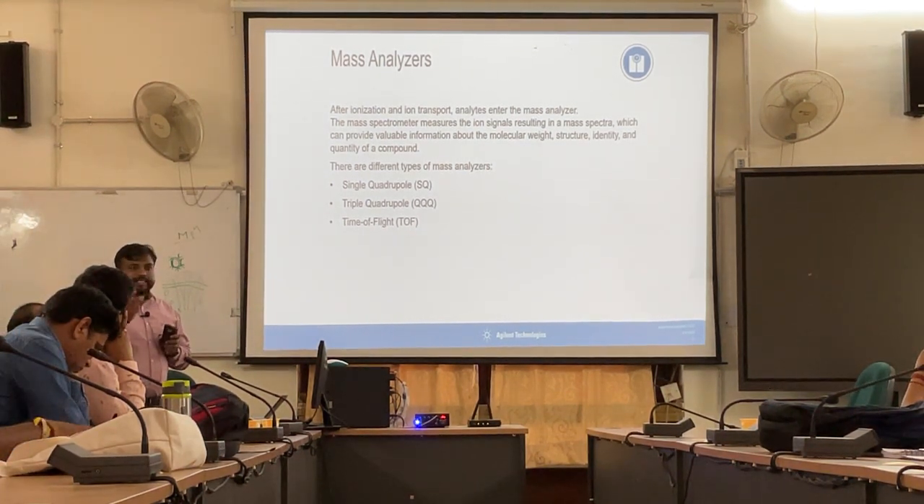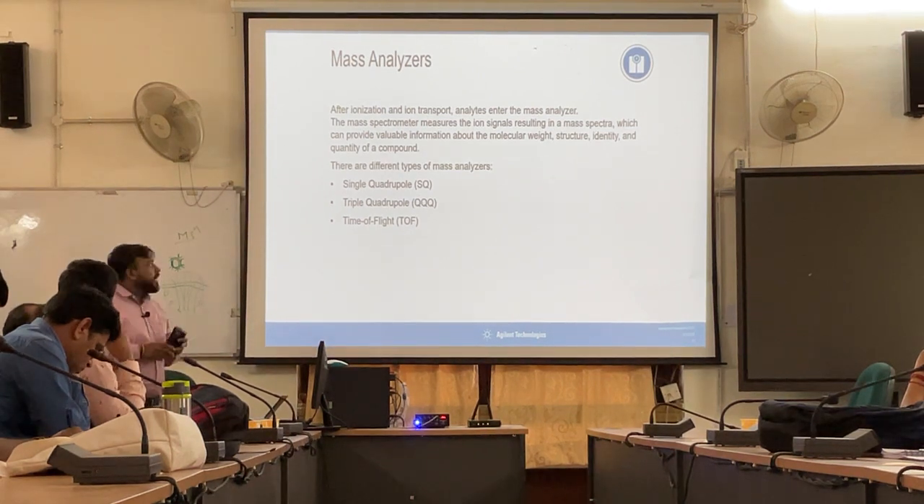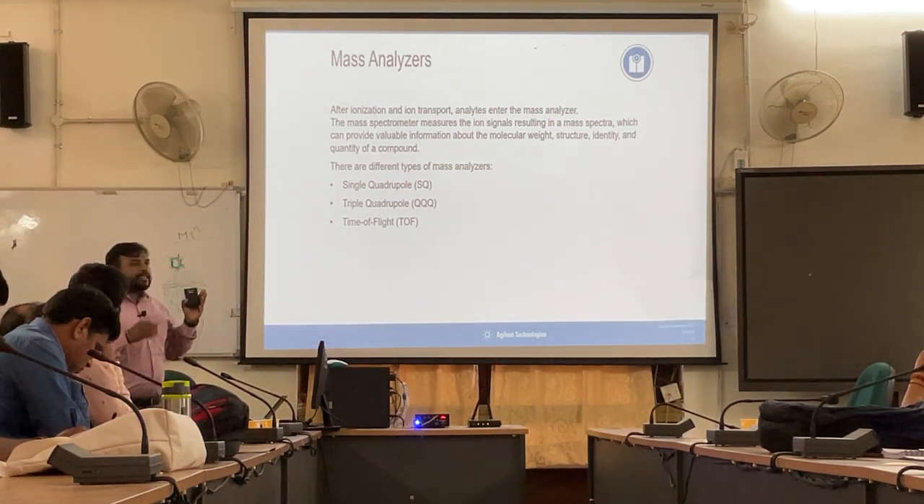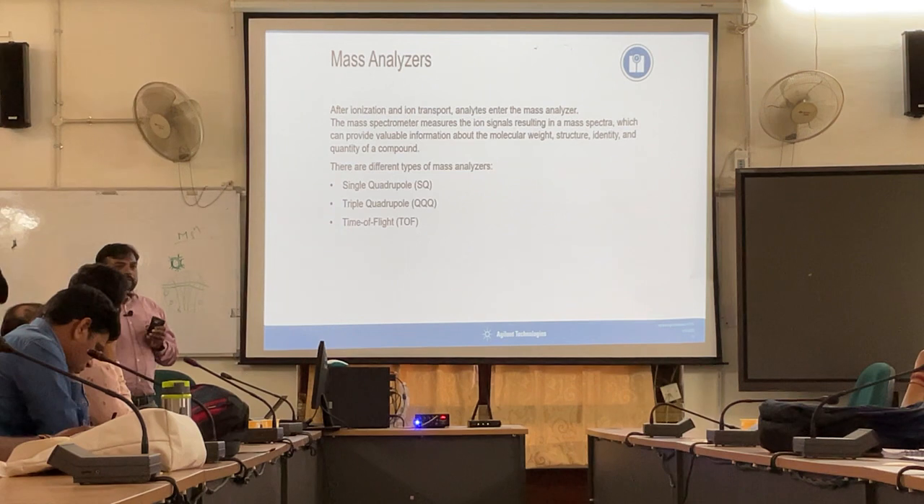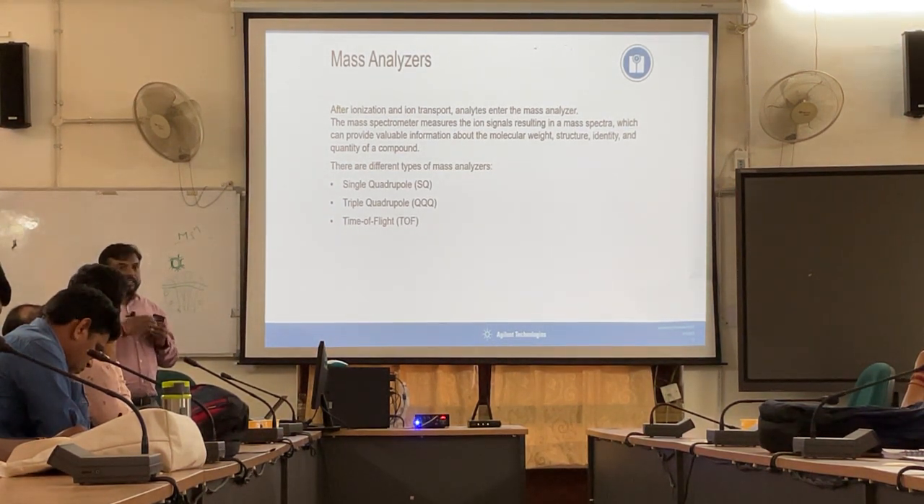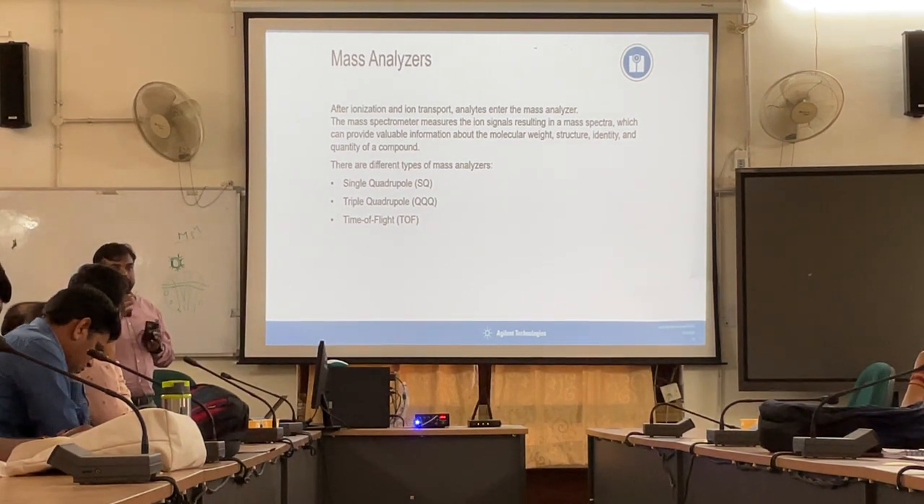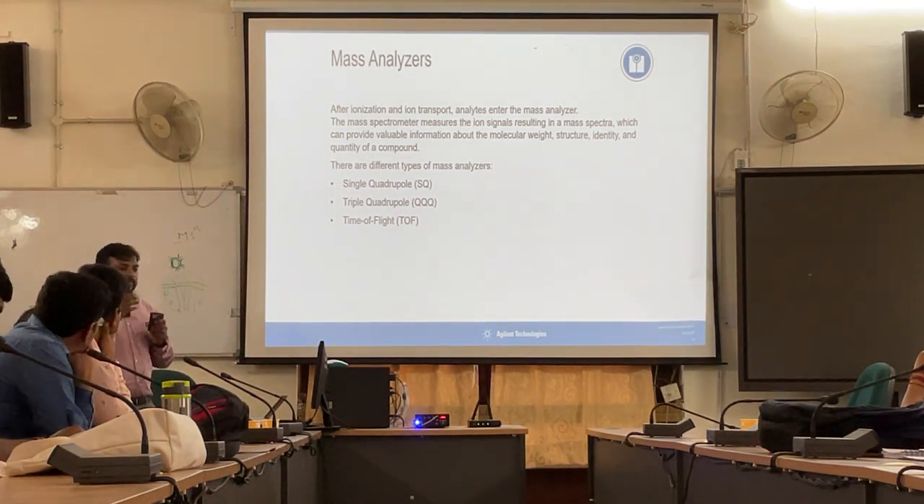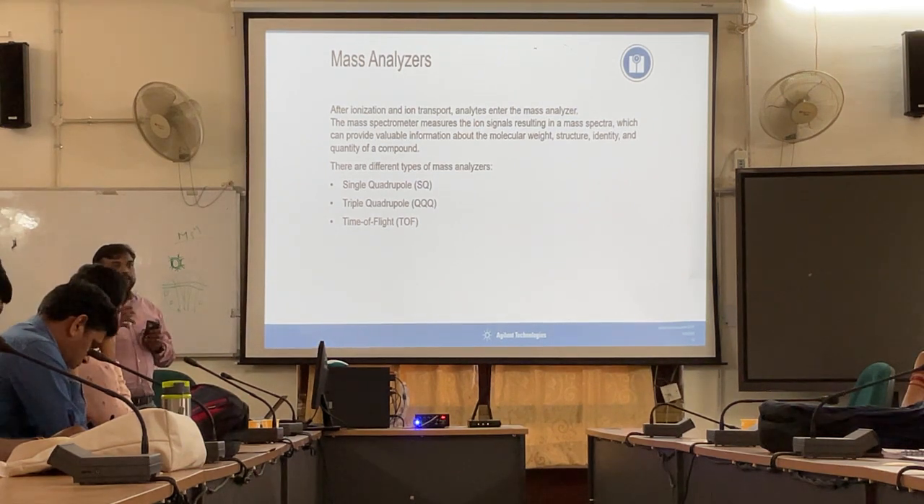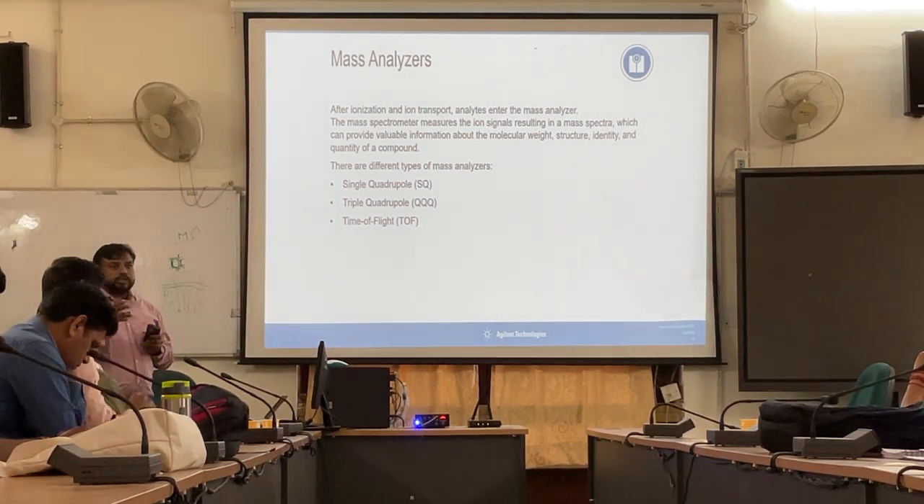So we can do scanning there and single ion monitoring. In triple quadrupole, there are two quadrupoles and one collision cell. In the first quadrupole we can pass the ion either in scan mode or in selective mode, and after that, whatever mass selection you have given in the form of transitions, only that ion would pass through the first quadrupole and reach the collision cell.